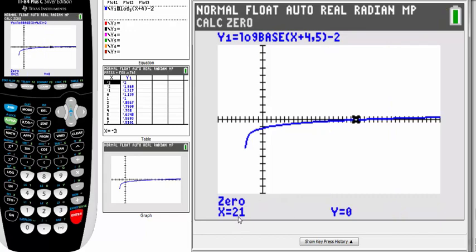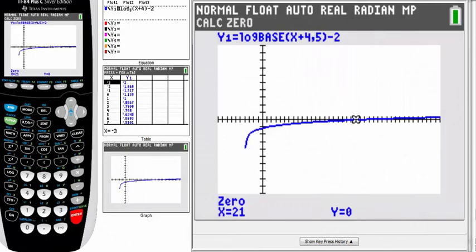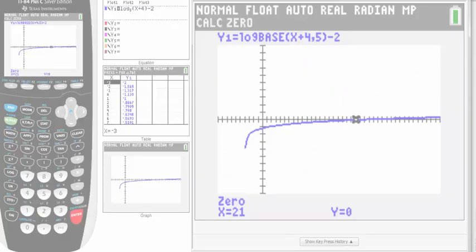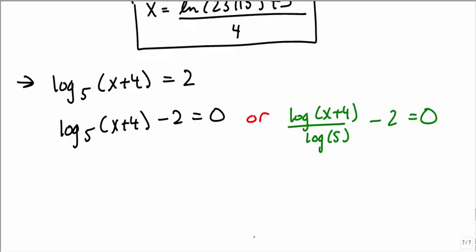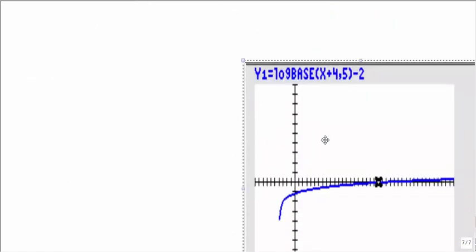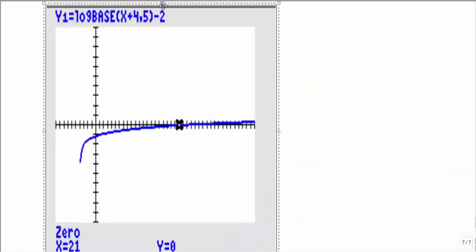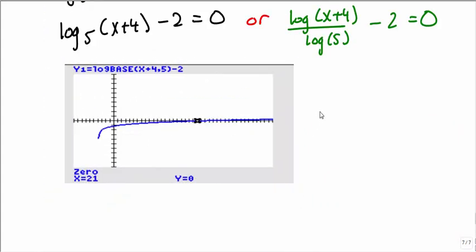And so 21, it's crossing at 21, so we were pretty close with our guess of 20. So we know our solution here is 21, and since it's an integer, that's an exact value. There's really not a lot of handwork I have to do on this one to solve, but I'll show you how to solve it by hand as well. So I know my answer is 21. So this is my solution. So my answer is x equals 21.